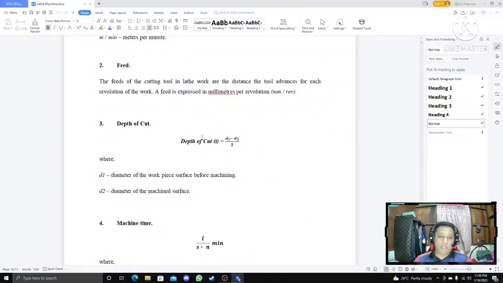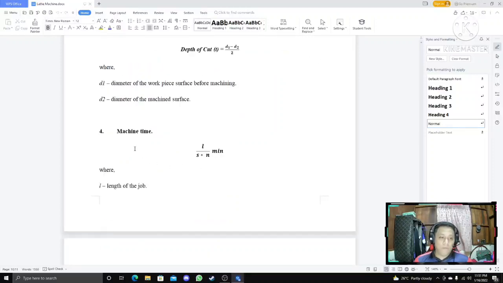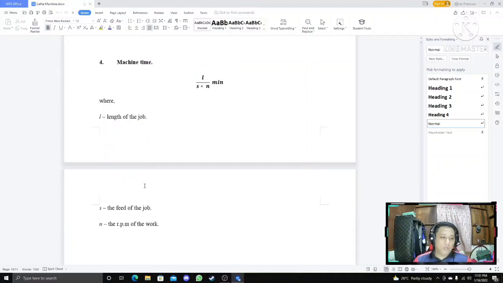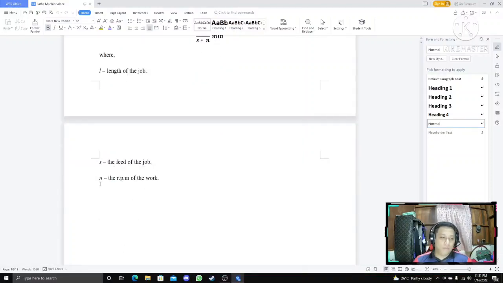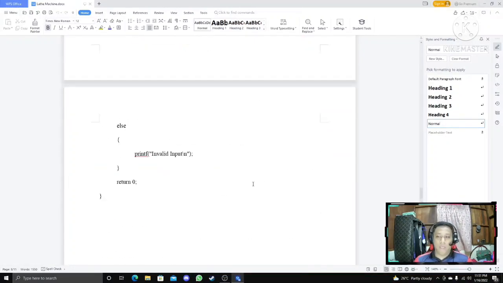Number 3 is depth of cut. This is the formula: T equals D1 minus D2 over 2, where D1 is the diameter of the workpiece surface before machining, and D2 is the diameter of the machined surface. And number 4 is the machining time, T equals L over S times N minutes, where L is the length of the job, S is the feed of the job, and N is the RPM of the work. Okay, that's all from me for the lathe programming.